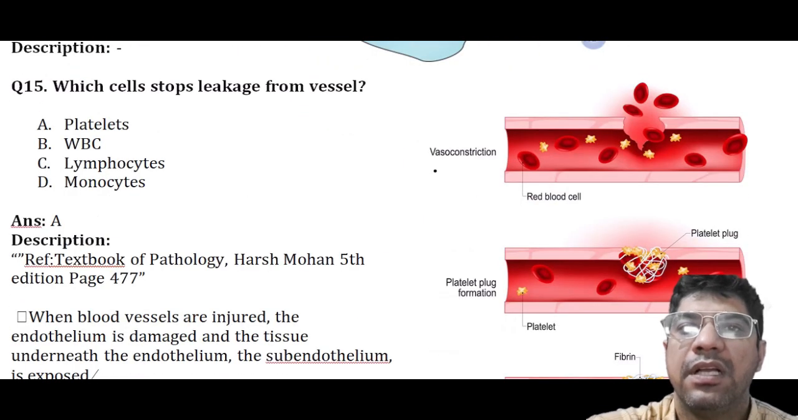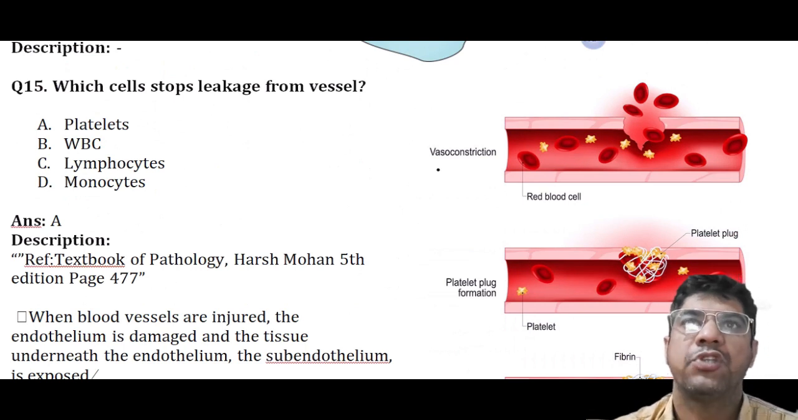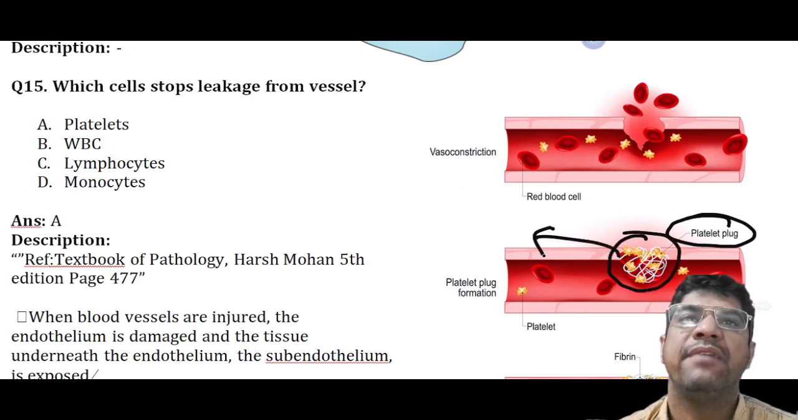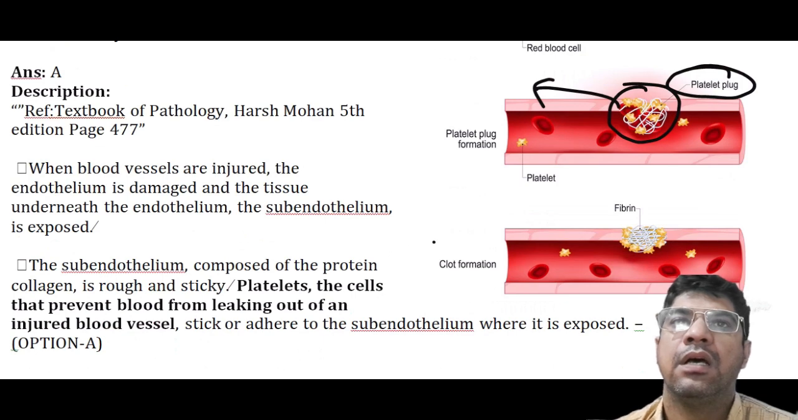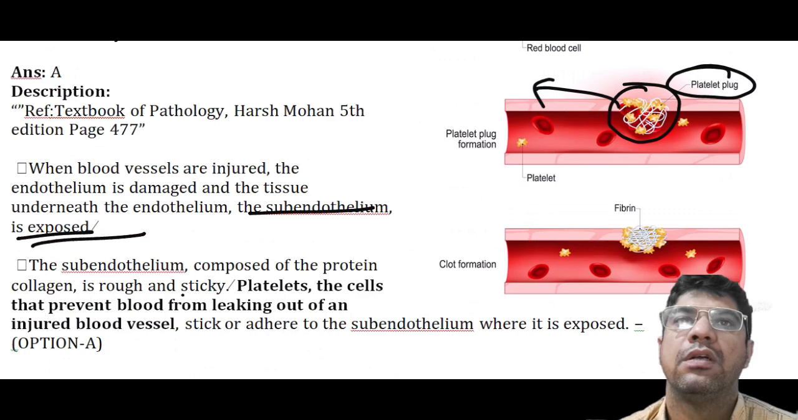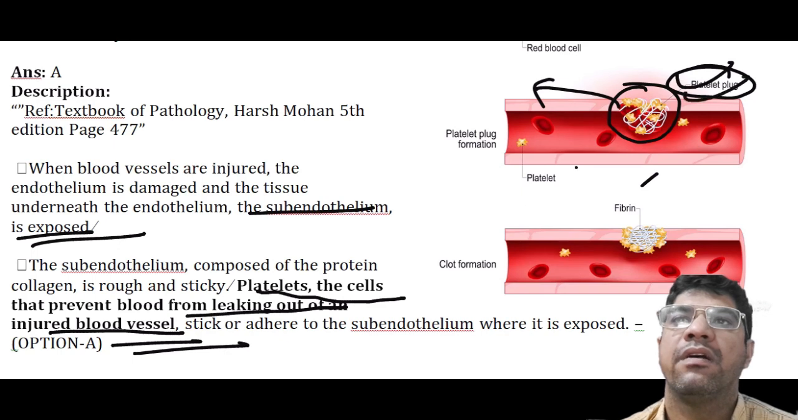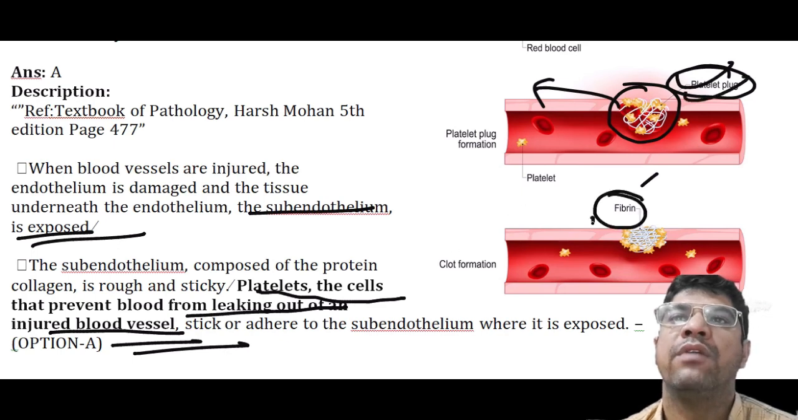Which cells stop the leakage from the vessels? These are the platelets, as shown in this figure. When the blood vessels are injured, the subepithelium is exposed. The platelets are the cells that prevent blood from leaking out of injured blood vessels. They form a platelet plug, and hence the formation of fibrin leads to clot formation.